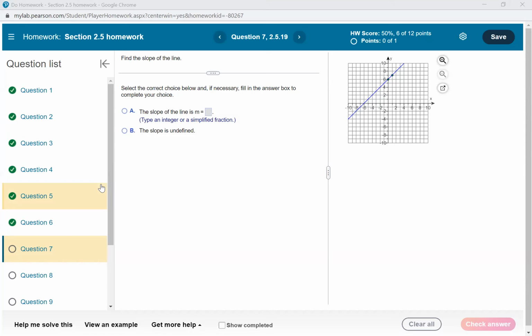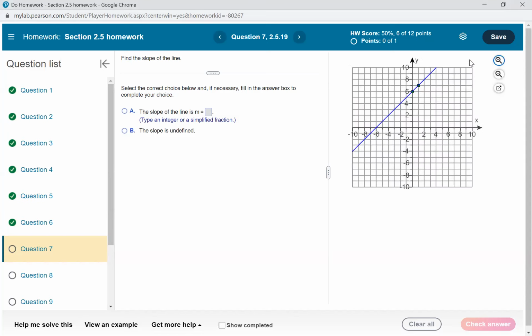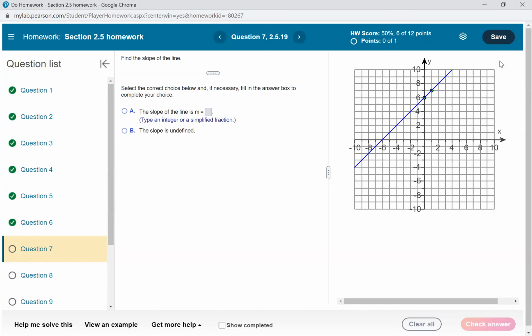Oh, I guess that was 6 I just did. Okay, so now this will be 7. So that one was 6. Okay. All righty, so let me zoom this in so we can get these points.